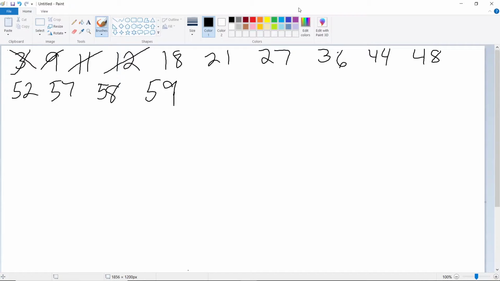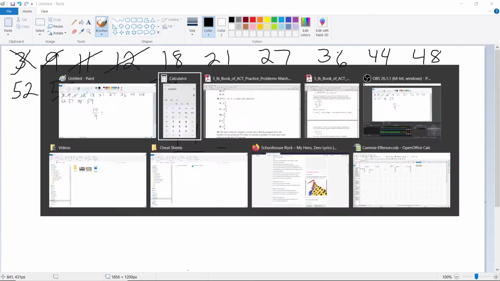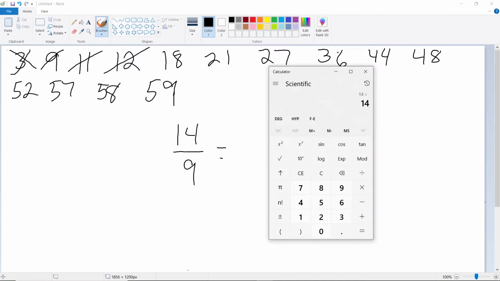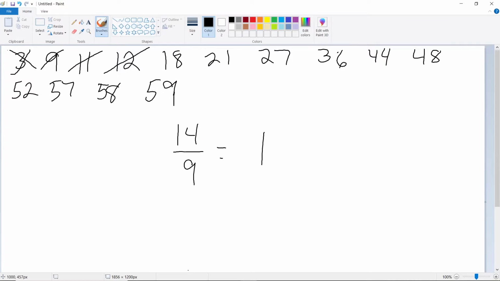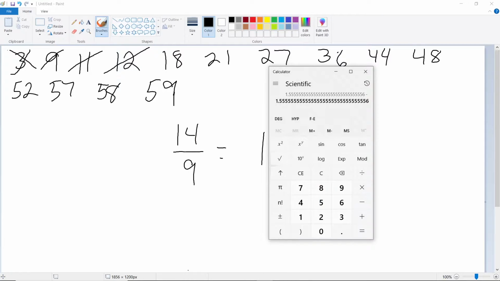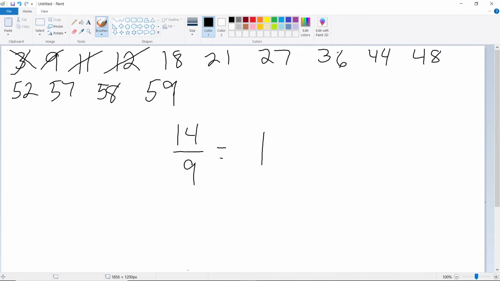Let's say we had 14 ninths equals what? All right, so I'm going to do 14 divided by 9, and I get 1.55 and so on. So I write the 1 down, and then I subtract that 1 on the old calculator, and it's 0.55, and then I multiply it by what I divided by originally, 9, and it tells me there were 5 left over, so that's 1 and 5 ninths. 14 ninths equals 1 and 5 ninths.